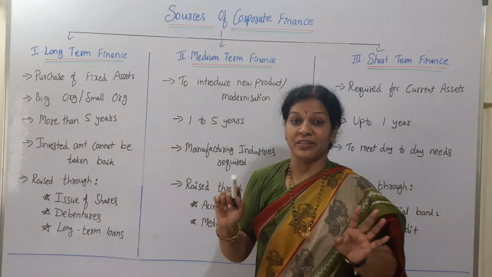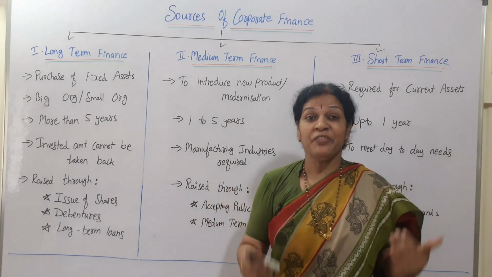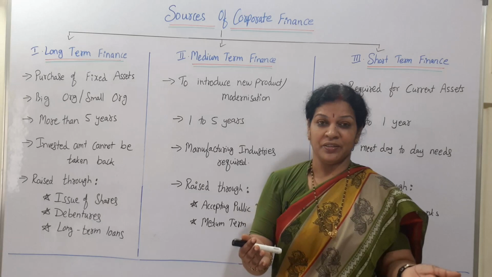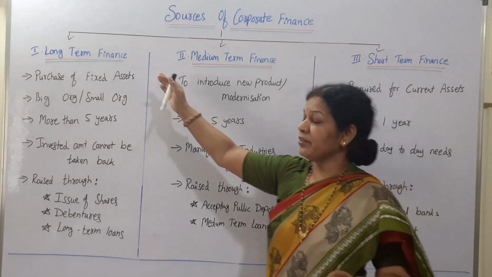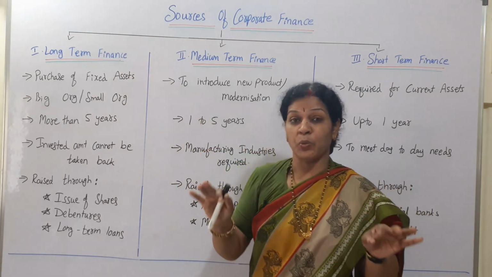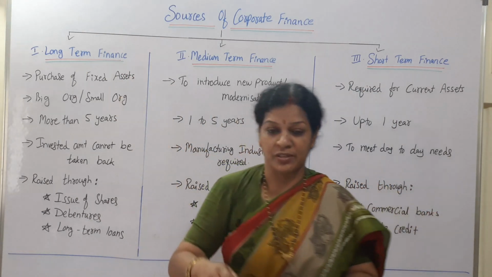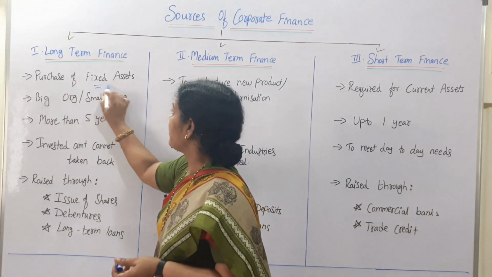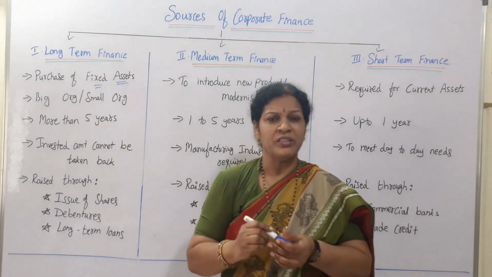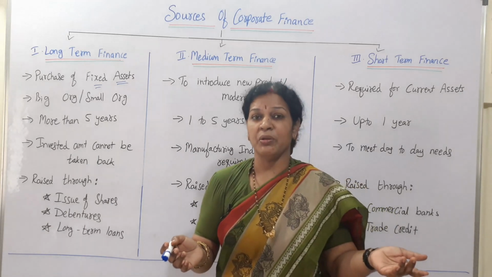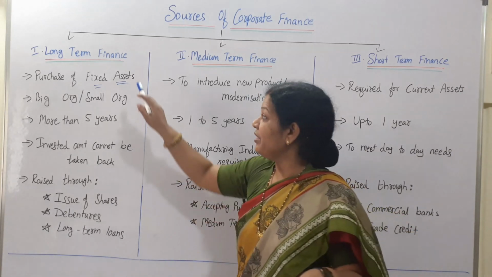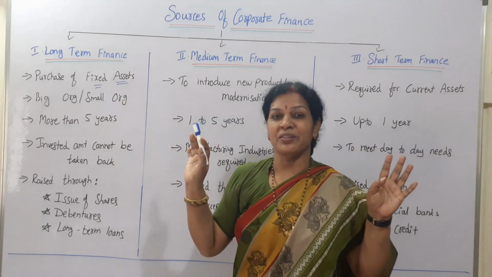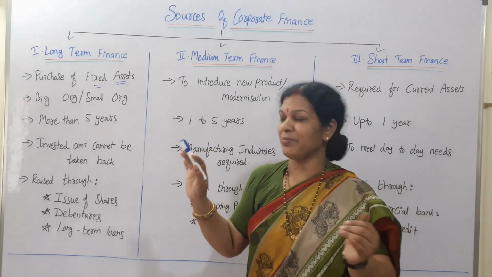First, long-term finance. For long-term purposes, we need finance which is blocked for a long period. Generally, this long-term finance is required to purchase fixed assets, isn't it? Once you purchase the assets, automatically the money will be blocked. That is why we need long-term finance, especially to purchase the fixed assets. We have learned about capital for fixed assets, the same one.